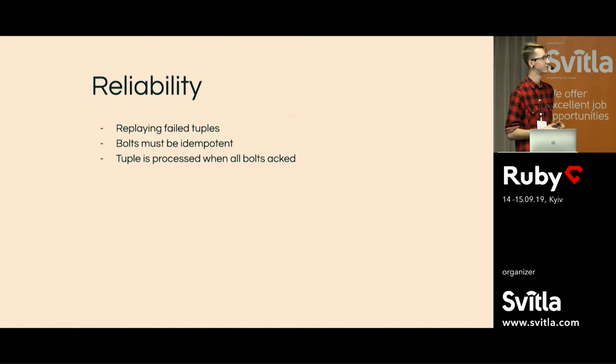A tuple is considered fully processed when every tuple in the tree has been processed. So every tuple has to be explicitly acknowledged by all the bolts in the tree.